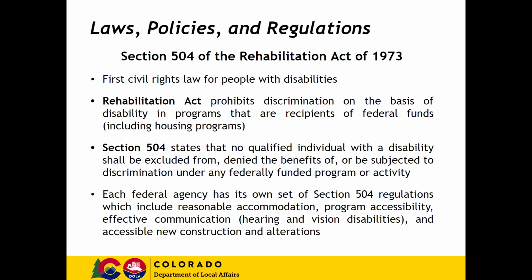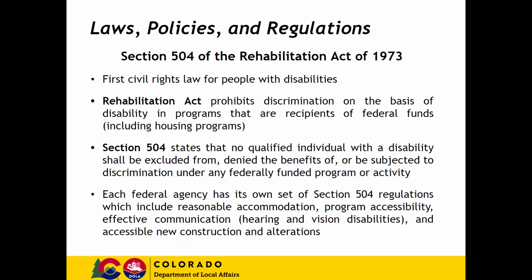So let's start, not necessarily chronologically, but in a sense, yes. Section 504 of the Rehabilitation Act of 1973. This is the first civil rights law for people with disabilities. The Rehabilitation Act prohibits discrimination on the basis of disability in programs that are specifically recipients of federal funds.